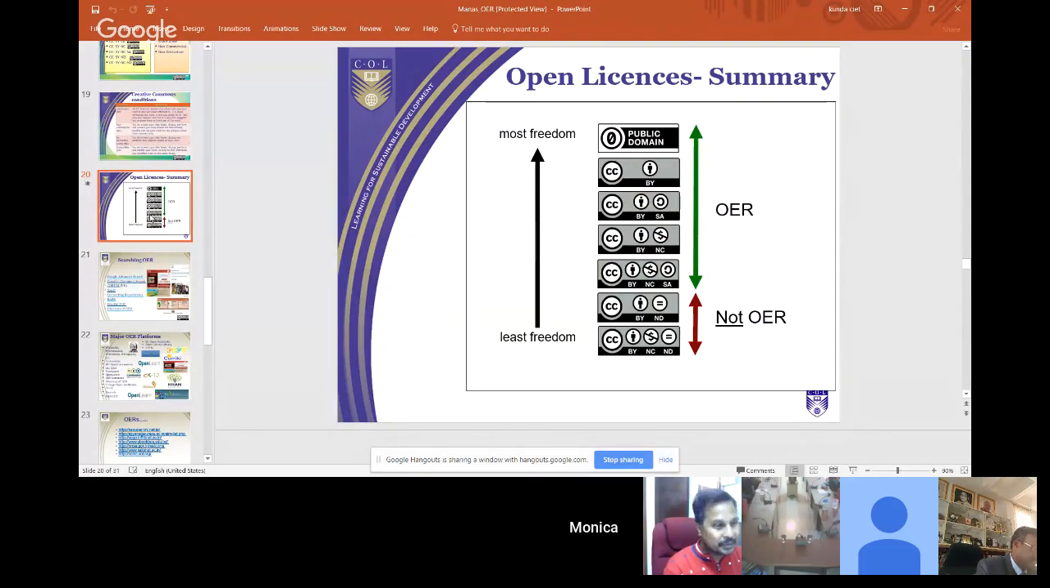It allows you to copy, revise, remix, redistribute, retain, and even use commercially. So it is the most open after public domain, and gives you the most freedom under OER. The second one, the CC BY SA license. You need to attribute the author, and you need to respect this SA.